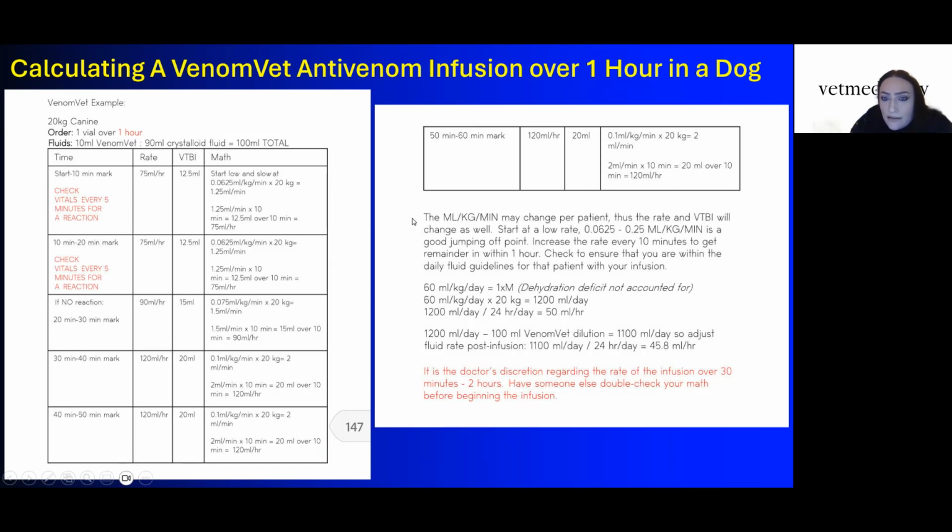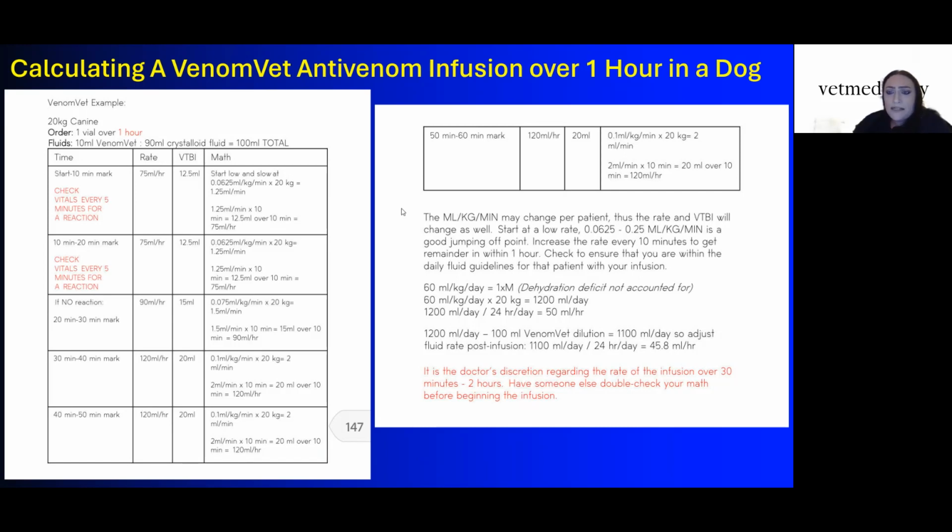So let's see, the mils per kg per minute may change per patient. Thus the rate and VTBI will change as well. Start at a low rate. 0.0625 to 0.25 mils per kg per minute is a good jumping off point. It doesn't have to be those numbers, but you want about 10 mils or 10 to 15 mils basically for your starting volume infused.